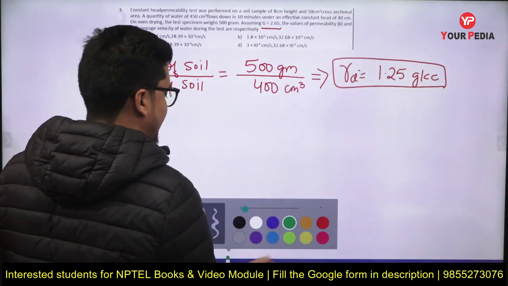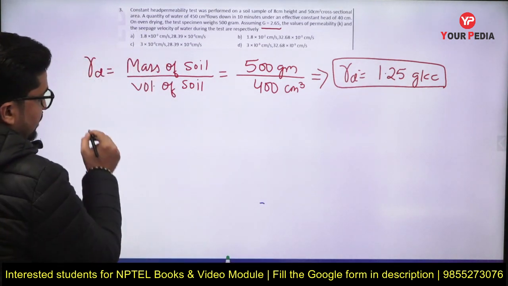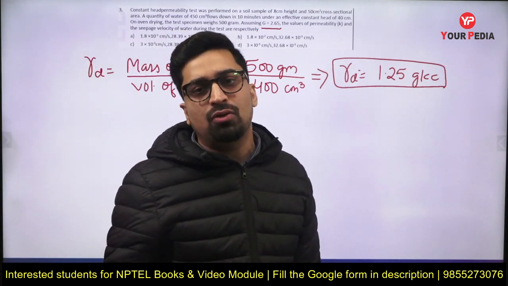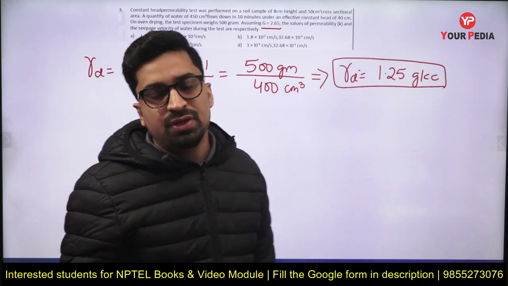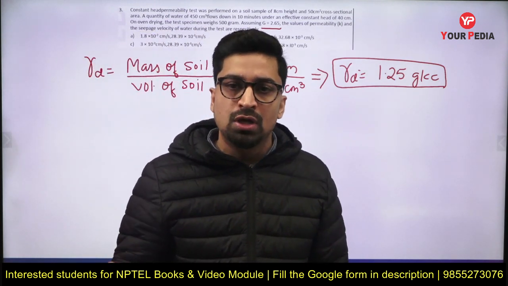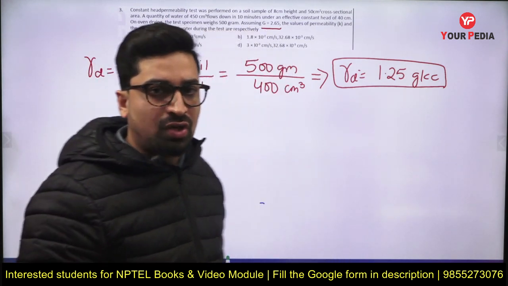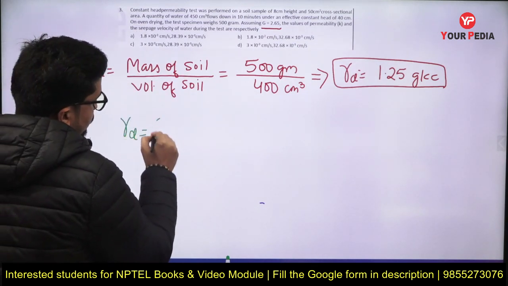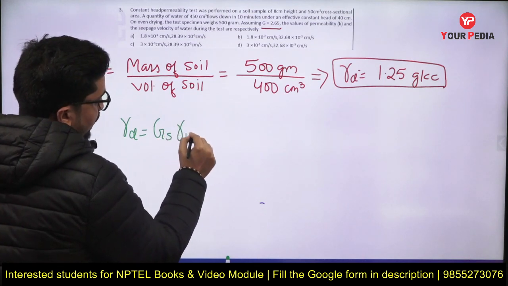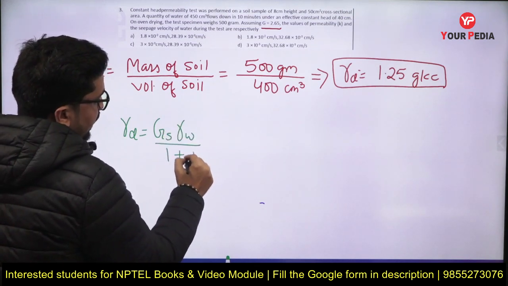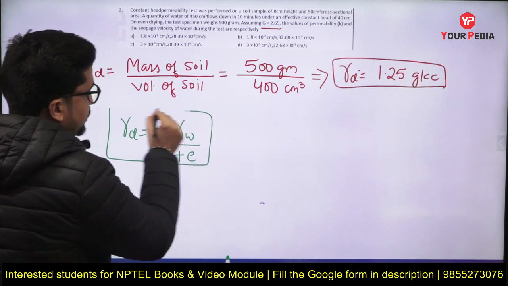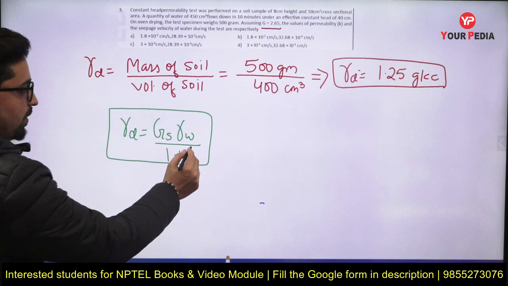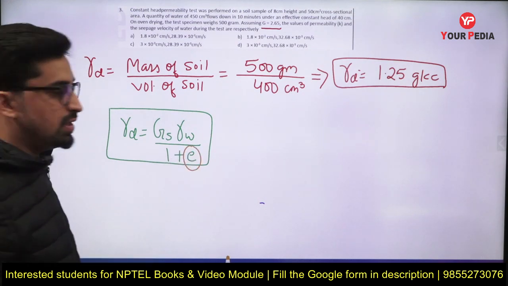Along with that, we know a relation between gamma D and void ratio, because our aim was to calculate the porosity, and we know that porosity can be calculated from the void ratio. So let us first calculate the void ratio of the soil sample, right? So gamma D is equal to GS gamma W upon 1 plus E, correct? This is the relation which we are using to calculate the E value, or the void ratio of the soil sample.